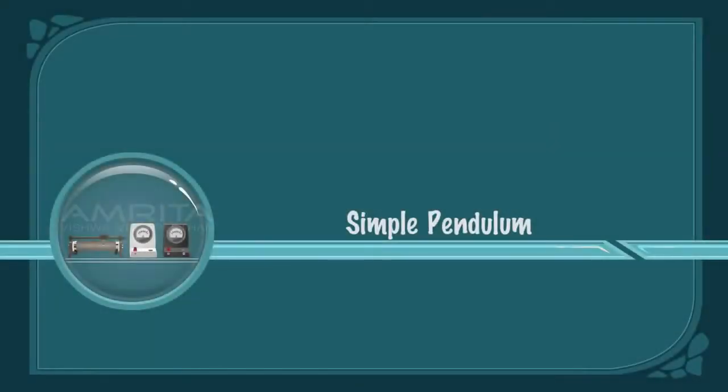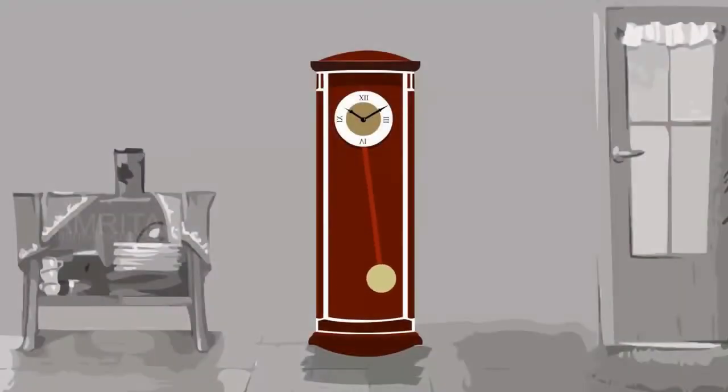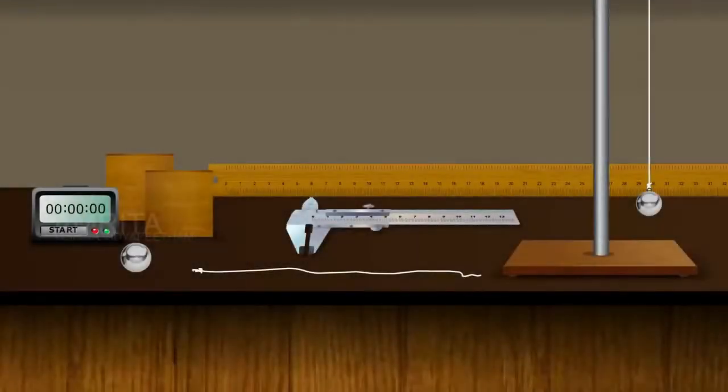Simple pendulum. The motion is beautiful to witness and wonderful to understand. Materials required: a small bob, cotton thread, meter scale, wooden blocks, vernier calipers, stand with a clamp, stopwatch.